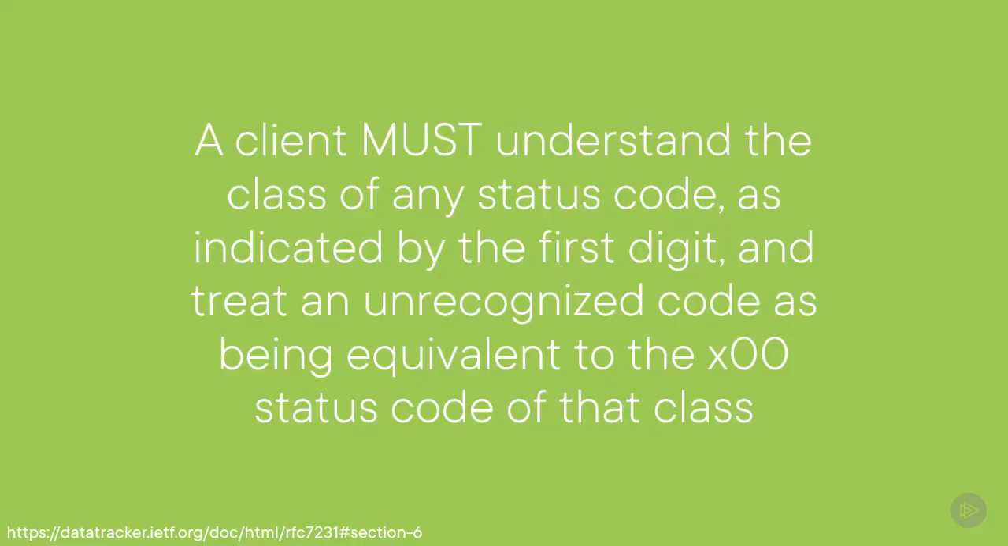The HTTP specification states that clients must at least understand these 5 classes of status codes, even if the specific flavor of code is not understood. Any unrecognized code should be treated like its base 00 code prefixed with that class's first digit.